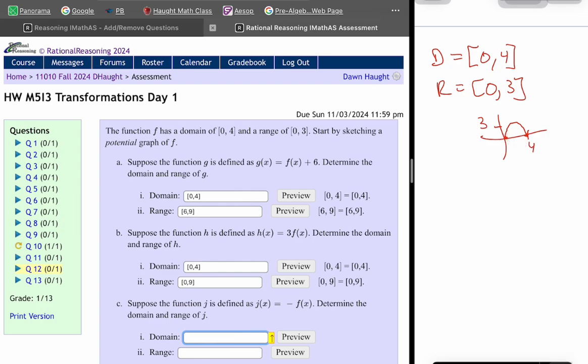C is going to take our function and flip it down here. So the domain doesn't change. Nothing's on the inside by our x. So it's still going to be 0 to 4. But our range now is going to go from -3 to 0.